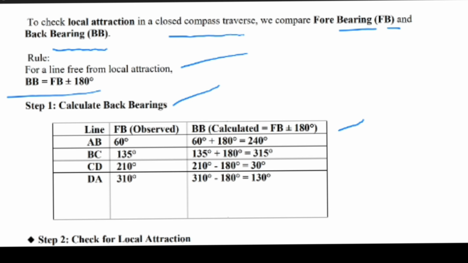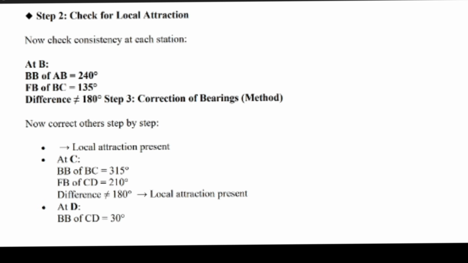If the bearing is less than 180 degree, you have to add. These are also less than 180 degree, so we have added here. If it is more than 180 degree, this is also more than 180 degree, we have done minus. You have to make this table. After calculating the back bearing, we have to find out the local attraction.